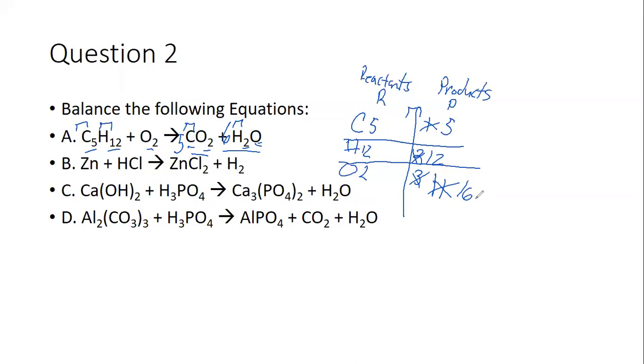So carbon balanced, hydrogen balanced. We just need to balance oxygens. 16 on the right, 2 on the left. If I put an 8 on the left, 8 times 2 is 16. That's a balanced equation. So for every 1 mole of pentane that you combust, you need 8 moles of oxygen, or 8 molecules of oxygen. You'll create 5 molecules of CO2, or 5 moles of CO2, and 6 moles of H2O, or 6 molecules of H2O. And that is how you balance the equation.